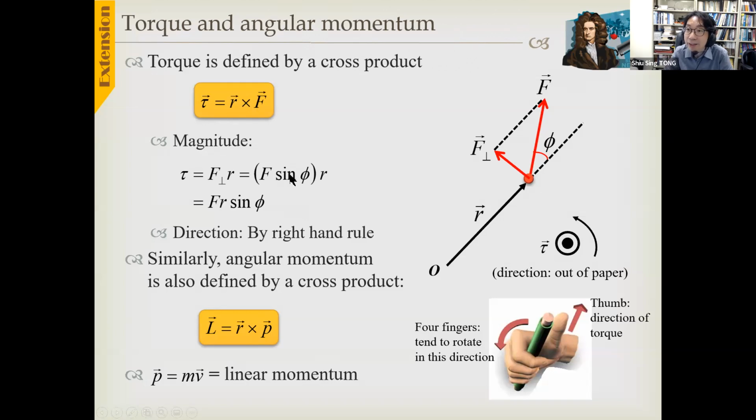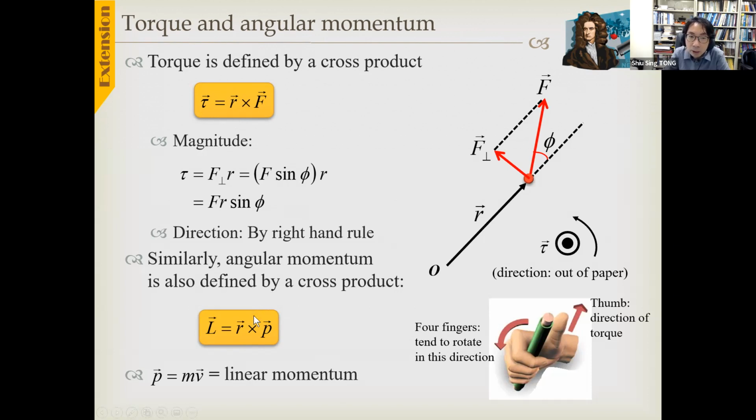And I also have to check the magnitude. The magnitude has to be consistent with what we defined previously, right? So I have F perpendicular multiplied by r, but F perpendicular is F sine phi, if phi is this angle. So eventually I have F r sine phi. But what is F r sine phi, or F perpendicular r? It's just the magnitude of the cross product. r cross F actually has the magnitude of F r sine phi, because phi is the angle between r and F. So r cross F has a magnitude F r sine phi, which is correct. So the torque can be defined this way.